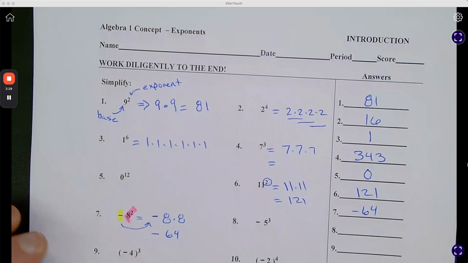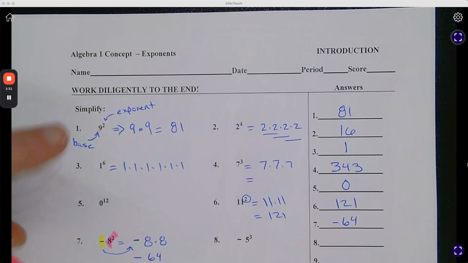Go ahead and put those answers in the answer columns. It makes it a lot easier for people to grade. And don't forget to put your first and last name on that as well.